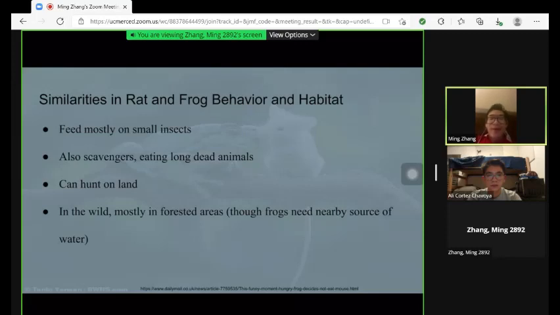For example, they both have a diet of mostly insects and are rather opportunistic, not passing the chance to eat even if their meal is long dead. Also, even if frogs cannot survive for long away from water, it doesn't mean that they cannot hunt on land.